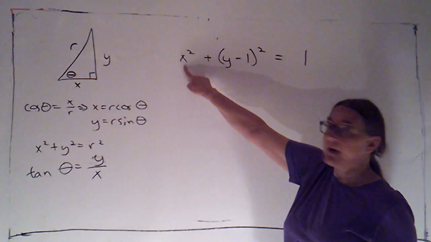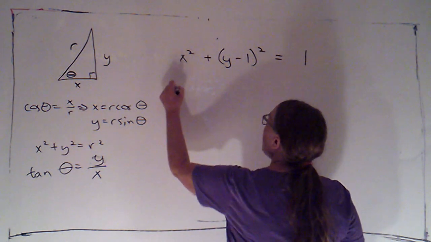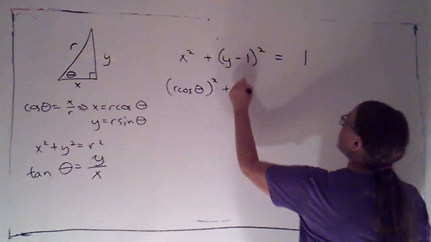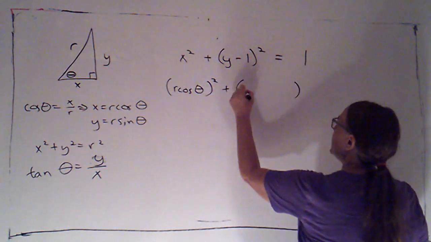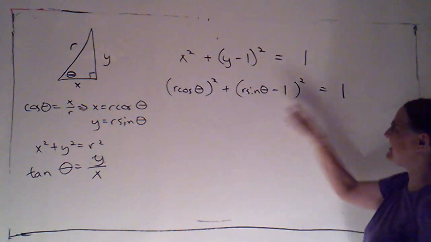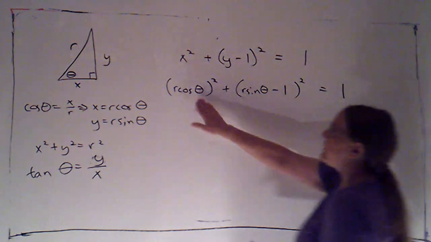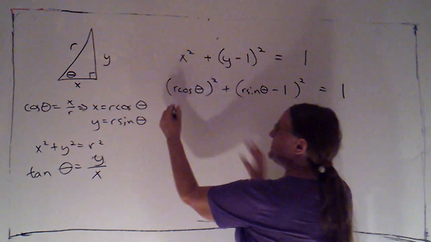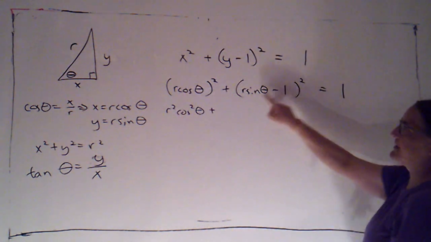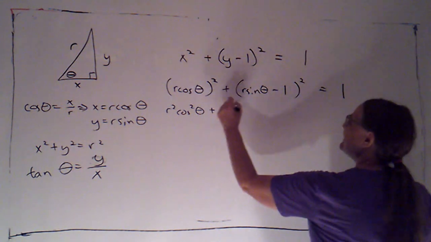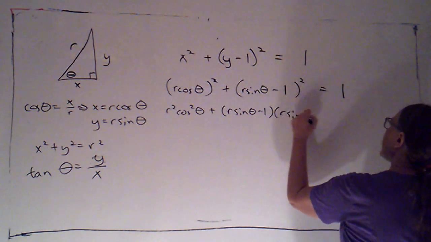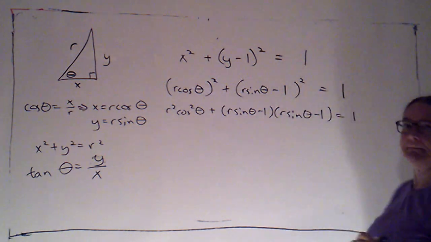Okay, so as I said, I'm just going to replace x with r cosine theta. So we're squaring that. Plus, then I'm going to replace y with r sine theta. But we're subtracting 1 from that before we square that, and then that equals 1. Now here, the exponent distributes over the multiplication, so that's r squared cosine squared theta, plus the exponent does not distribute over subtraction. This we're going to have to FOIL out. This is r sine theta minus 1 times r sine theta minus 1, and that equals 1.